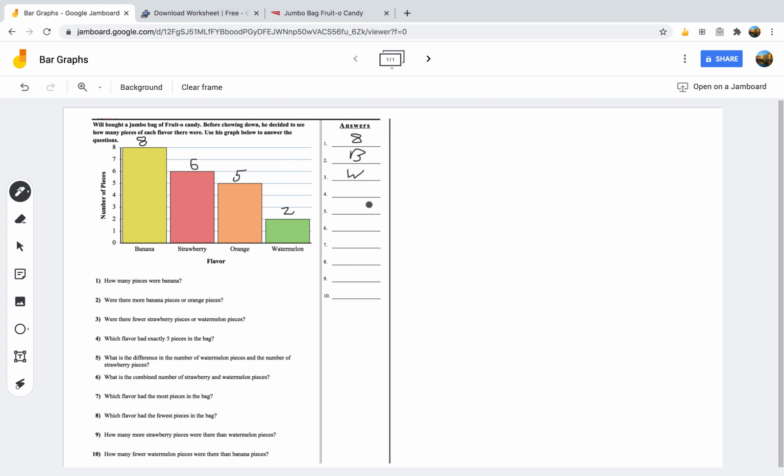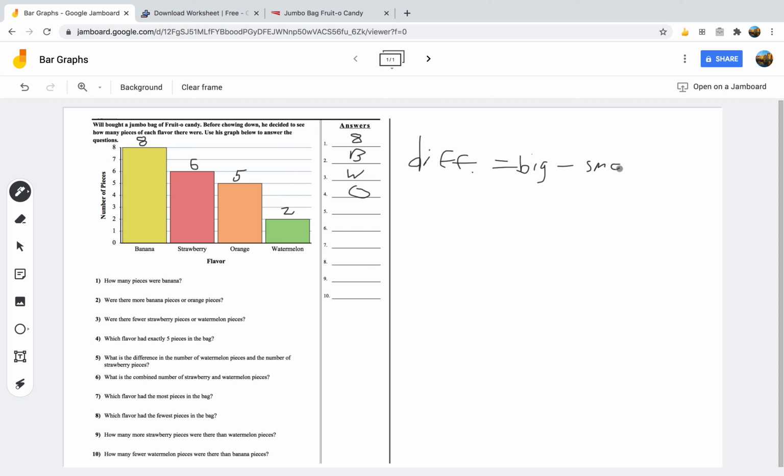Which flavor had exactly 5 pieces in the bag? Well, the only number here that's 5 is 5, and that belongs to the orange flavor, so it's orange. Okay, now this one's a little different. What is the difference in the number of watermelon pieces and the number of strawberry pieces? So the way we find difference, I'll just denote it as diff, is equal to the big value minus the small value.